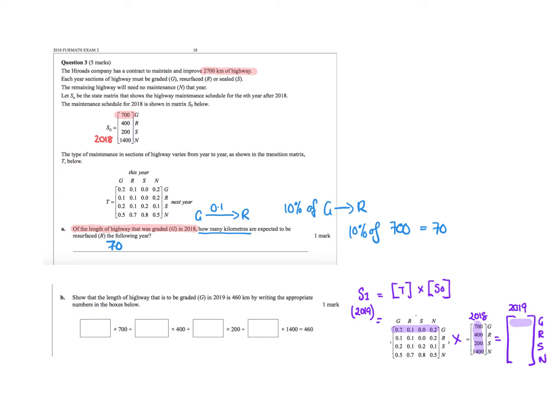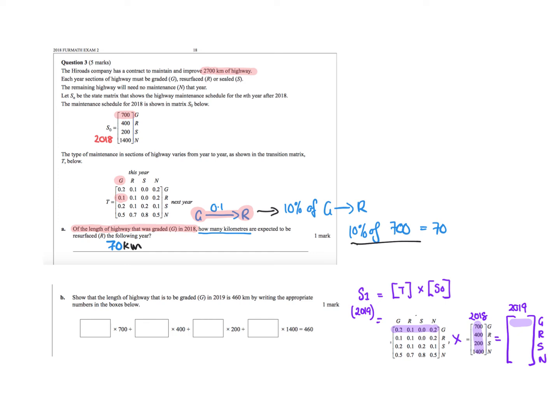How many kilometres are expected to be resurfaced? So what you want to look at is the transition. You essentially want to go from graded to resurfaced. So this year graded, next year resurfaced, we can see 0.1. That means 10% of the graded will go to resurfaced. So that's me explaining this here. They said of the 2018 graded, which is 700, so we're going to say 10% of 700. So that's how many kilometres. It'd be 70 kilometres.